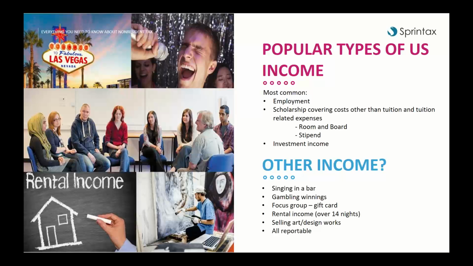We also have some other income, which may be less popular as an income source, but all the same, it would still trigger a filing requirement. So some examples: a focus group where you received a gift card, for example, or if you sold art or design works, for example, that's typically all taxable and reportable on your tax return. So the point here is really to look at all of the sources of income that you had during the tax year and your filing requirements as a result of receiving that income.